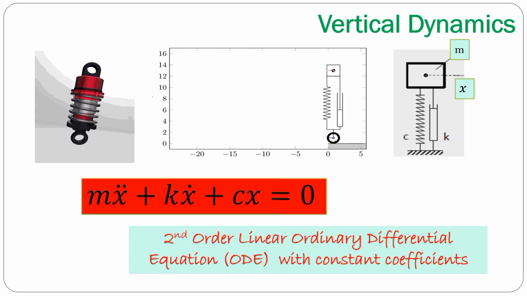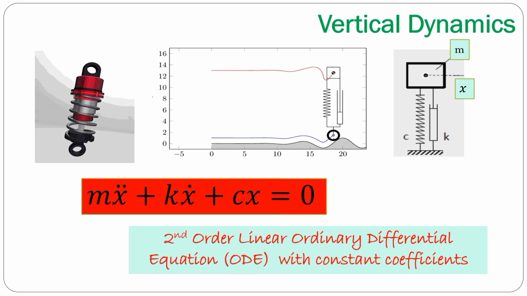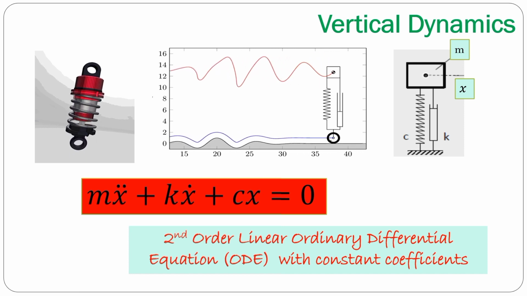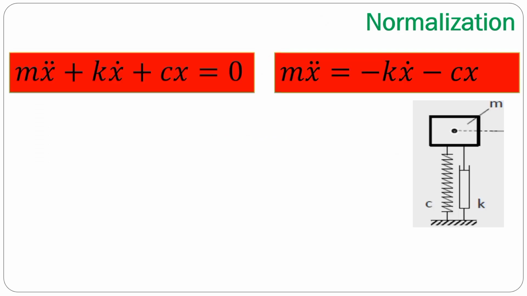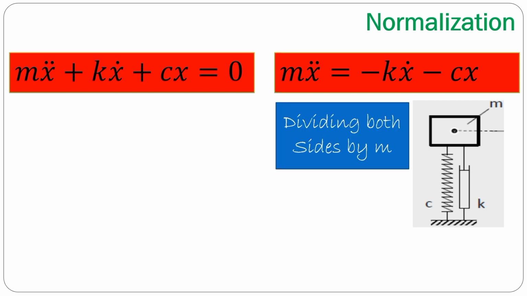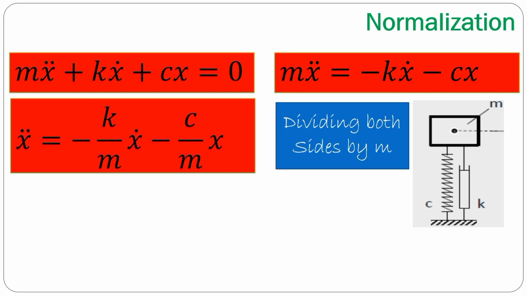So, now we start with this differential equation and rearrange it as m times x double dot equals minus k times x dot minus c times x. We can divide this equation by the mass m, which then yields the equation x double dot equals minus k divided by m times x dot minus c divided by m times x.